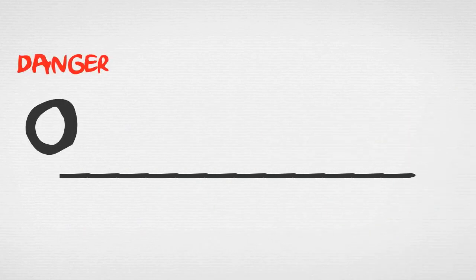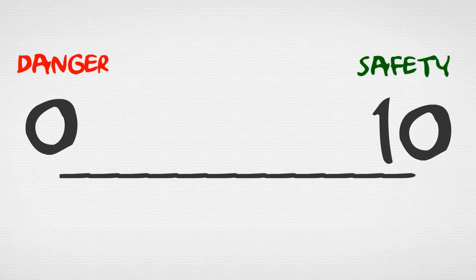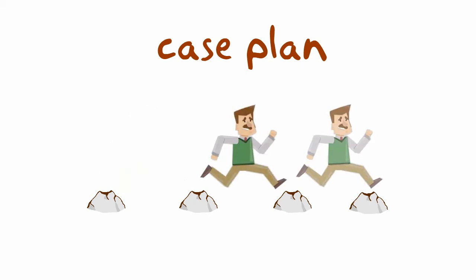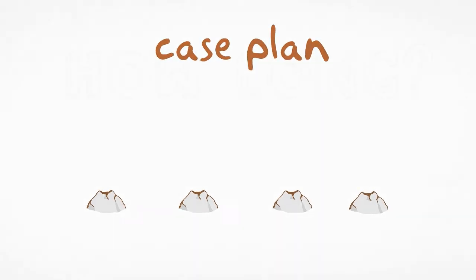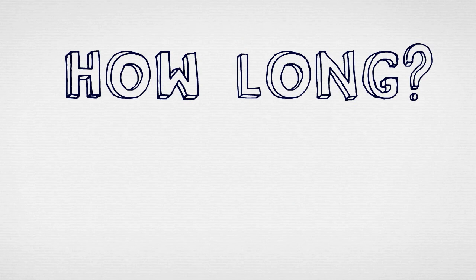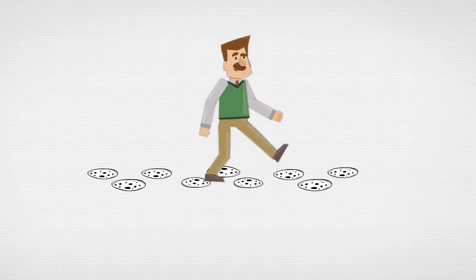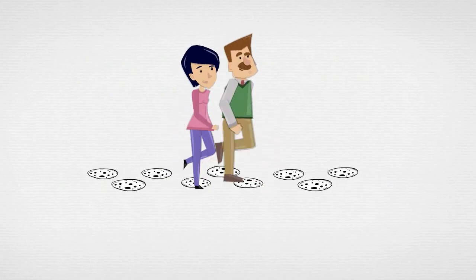Think of it as one big scale. 0 is the danger, what we're worried about, and 10 is safety, our end goal. The case plan helps the family know what steps to take in order to achieve their end goal. How long does that take? Each situation and family is different. That's why it's crucial to identify the path with them and help them along the way.